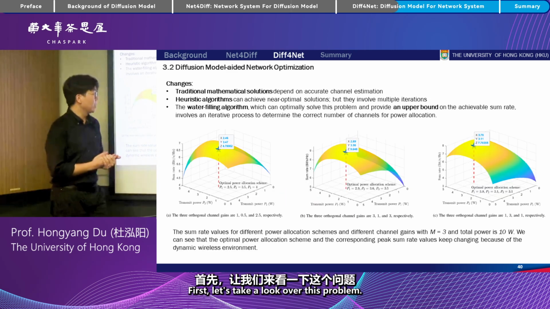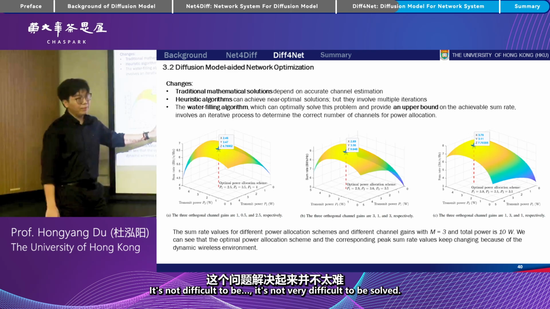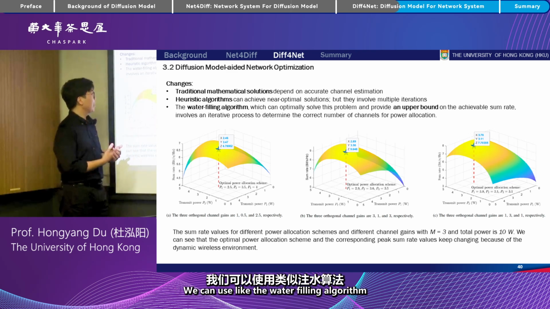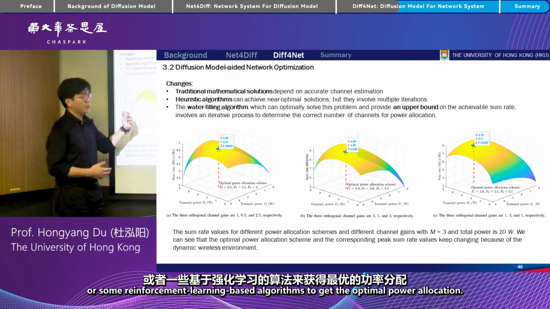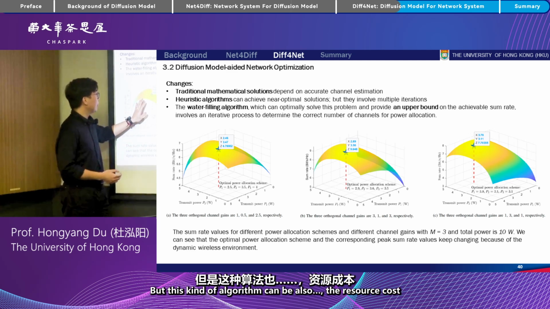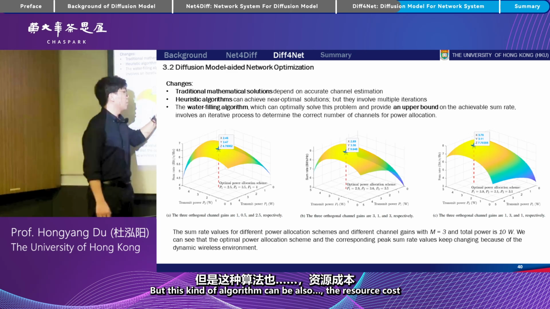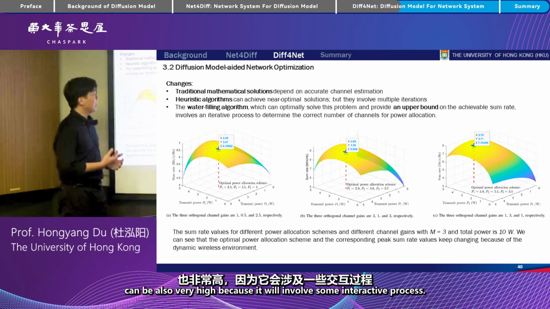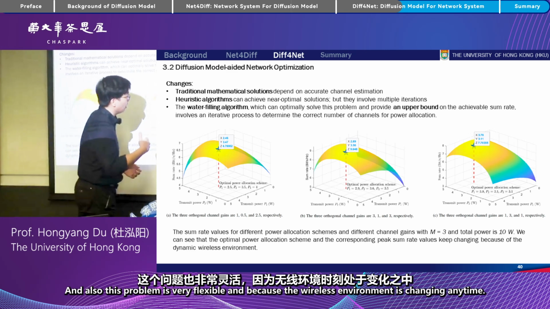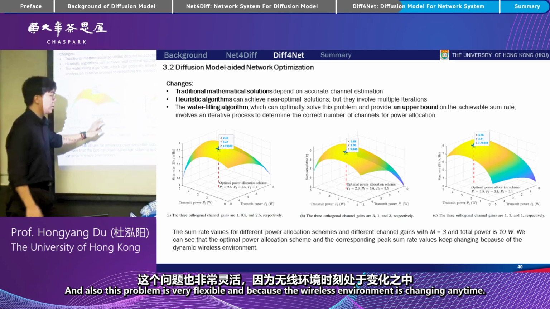First, let's take a look at this problem. It's not very difficult to be solved. We can use, like, the water-filling algorithm or some reinforcement learning based algorithm to get the optimal power allocation. But this kind of algorithm can also be very high in resource cost, because it will involve some interactive process. And also, this problem is very flexible, because the wireless environment is changing at any time.